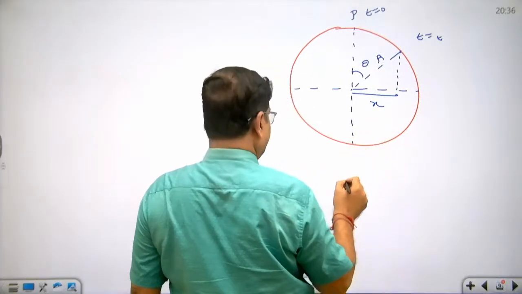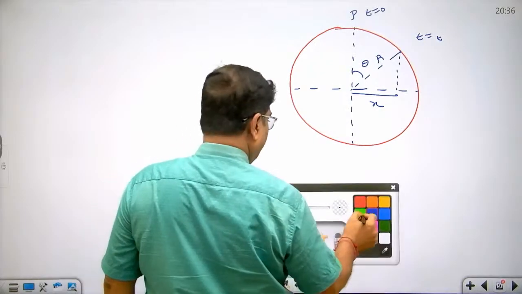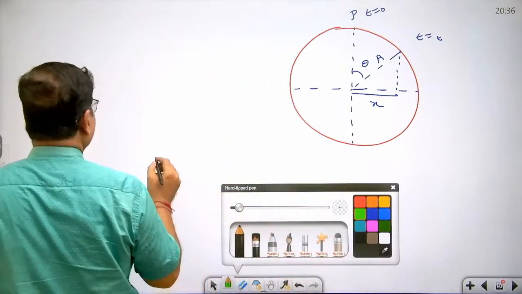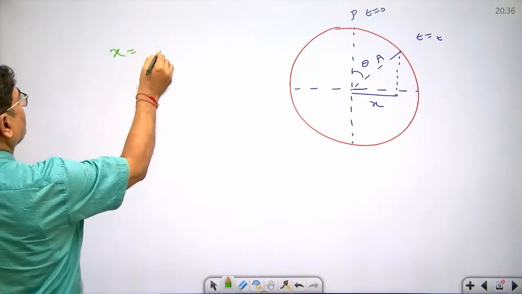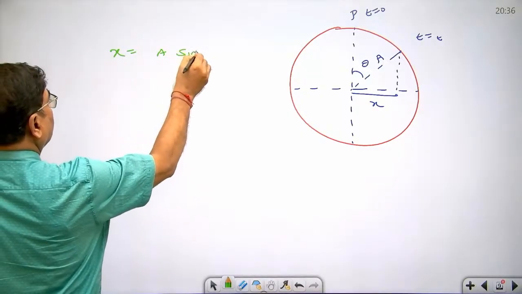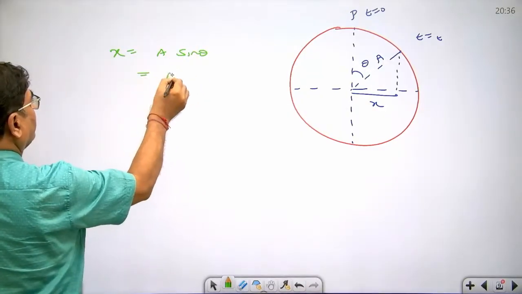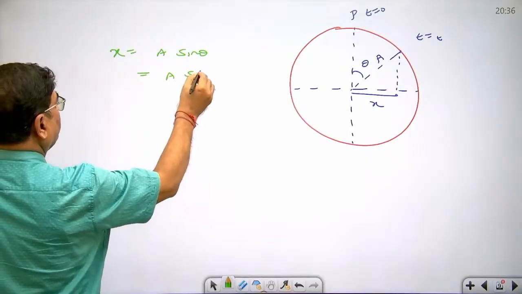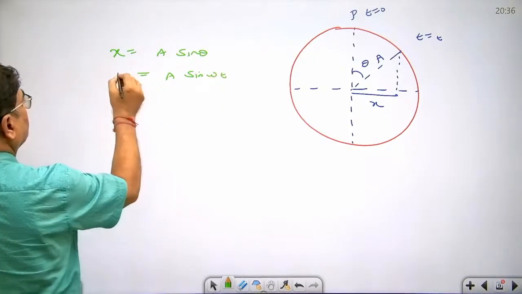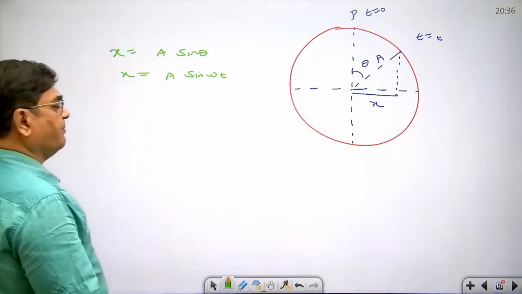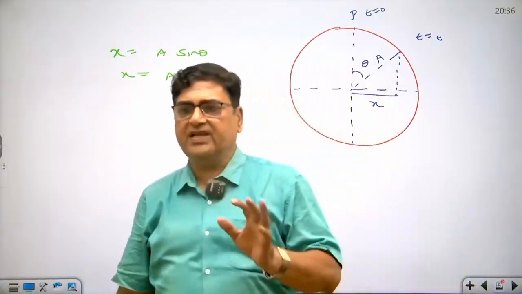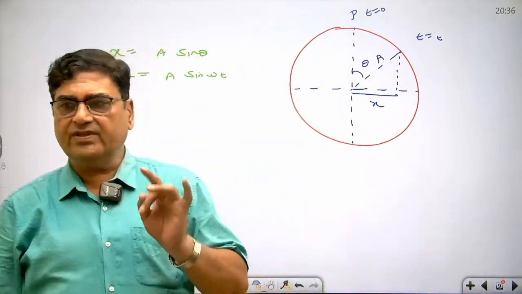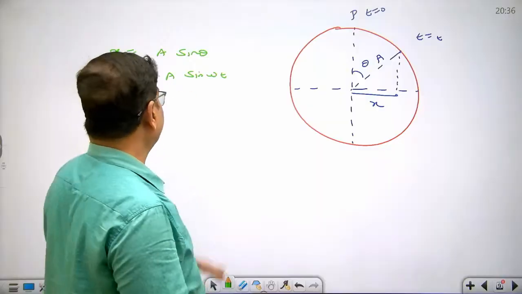X equal to A sin theta. And since this is the projection of a particle performing uniform circular motion, we can write x equal to A sin theta, and theta can be written as omega t, so x equal to A sin omega t. This is the simplest equation of SHM with initial phase 0.